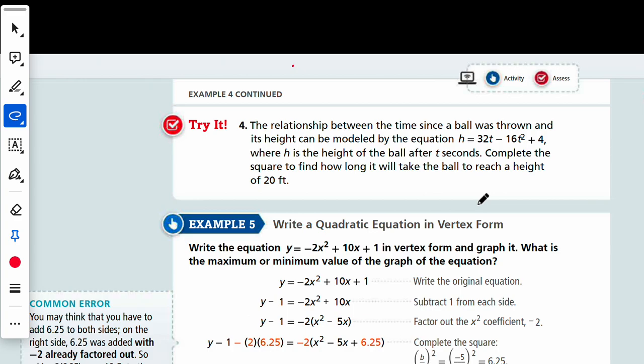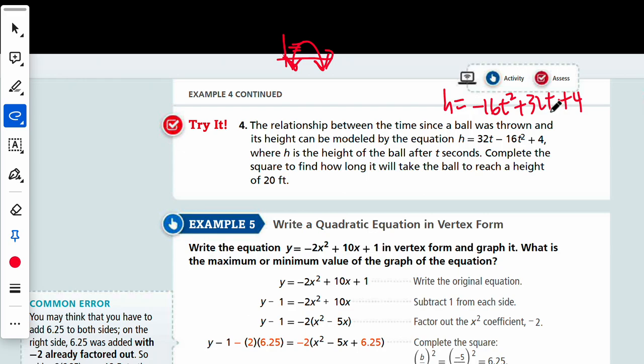Okay, are you ready? All right, so we do have the equation already. And if you write this in standard form, you will have negative 16t squared plus 32t plus 4, right? And so you know a is negative, and so you know the graph is going to open downwards, right? And obviously your ball is going to go up and then come down, so that's not a surprise. h is the height of the ball, so your range would be the height of the ball. And then after t seconds, that's going to be time, right?